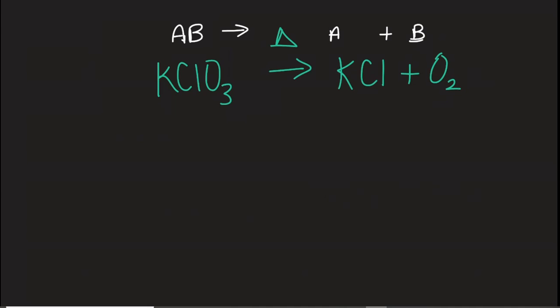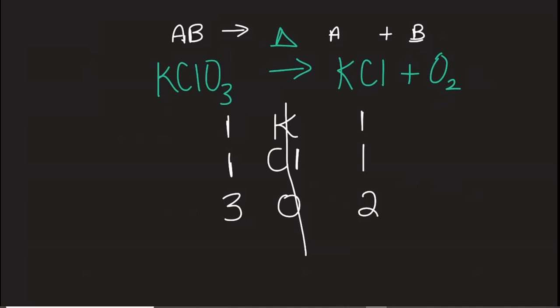Okay. So now that we figured that out, now we have to balance this stuff out. So I'm going to go ahead and draw my line down the middle. We have some potassium, we have chlorine, and we have oxygen. So looking at both sides, I see that I have one potassium on this side, one on that side. I have one chlorine on the reactant side. I have one chlorine on the product side. So everything's good so far. Okay, oxygen, I have 3 over here and 2 over on this side.